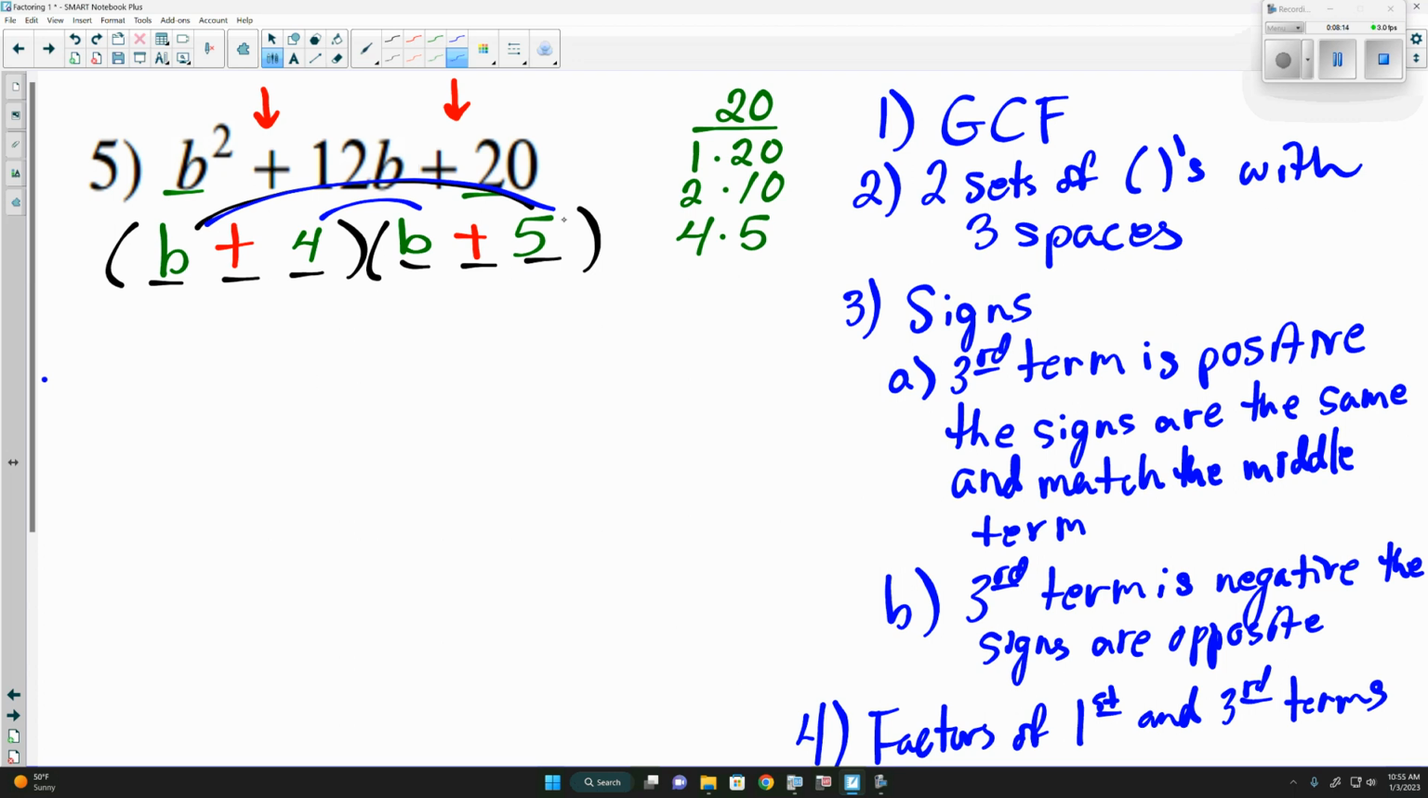4 and 5 are factors of 20. We don't have to check that one there. We just need to check the middle term. B times 5 is 5B. 4 times B is plus 4B, which gives us positive 9B. Is that what we wanted? No.